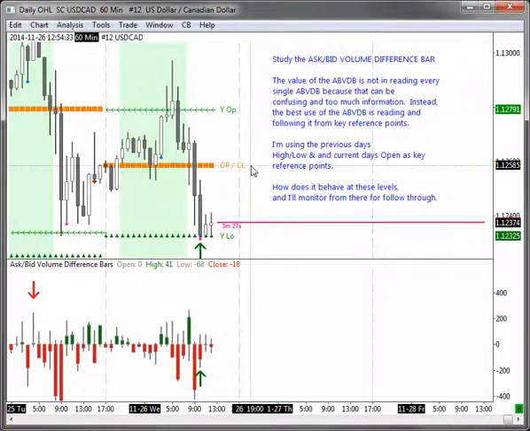In this training video for myself, I want to look at using the ask bid volume difference bars. It's a tool I haven't really used much in the past, just because I found it to have far too much information. But what I've come to realize now is the value of the ask bid volume difference bar is not in reading every single one of the bars, because that can be confusing. It can be too much information, and oftentimes it just has no meaning.